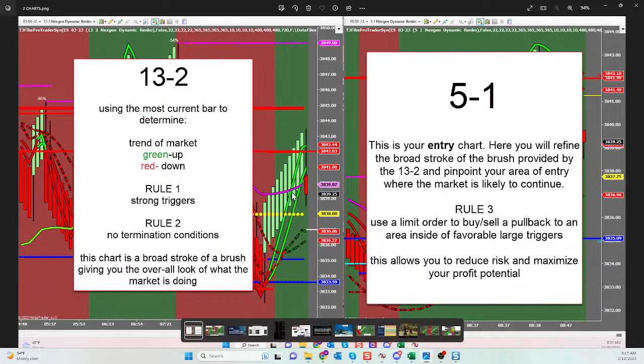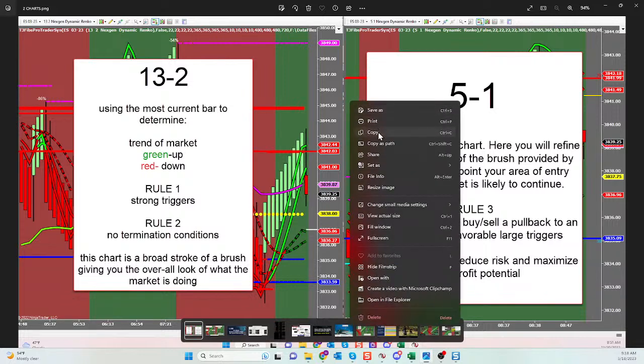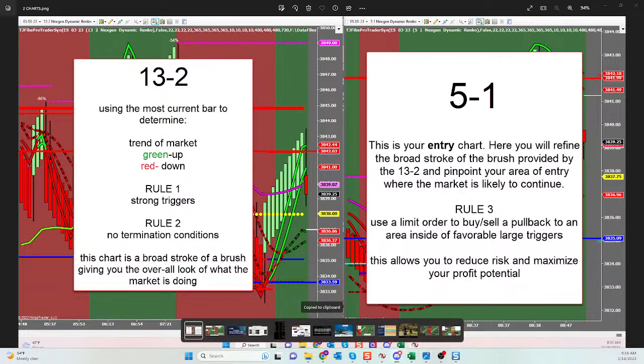Everybody wants to do more. Let's do less today, guys. There's a 13-2 chart. The 13-2 chart is your broad stroke of a brush. Gives you the overall look of what the market is doing, guys. This is the large group mentality. 13-2 is going to define direction. It's going to define momentum. It's going to define your areas. Guys, your first 2 rules, your first 2 advantages come from the 13-2 chart. And once those advantages are in place, then you're going to go to your 5-1 chart, guys. This is a smaller, faster chart, and it's nothing more than a refinement chart used for entry.